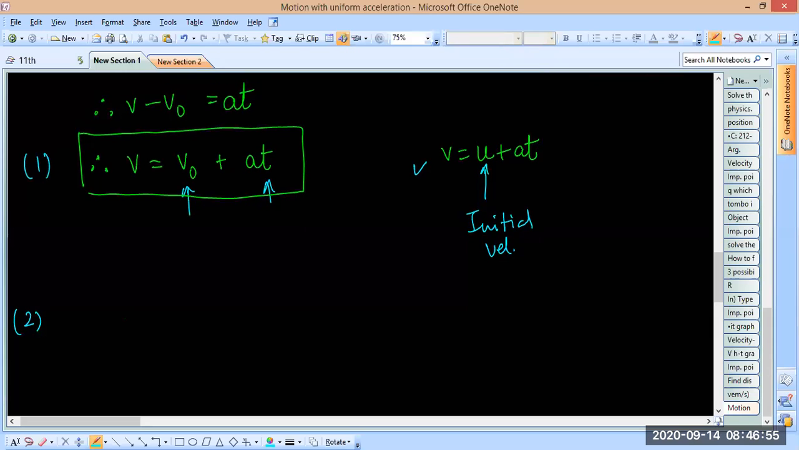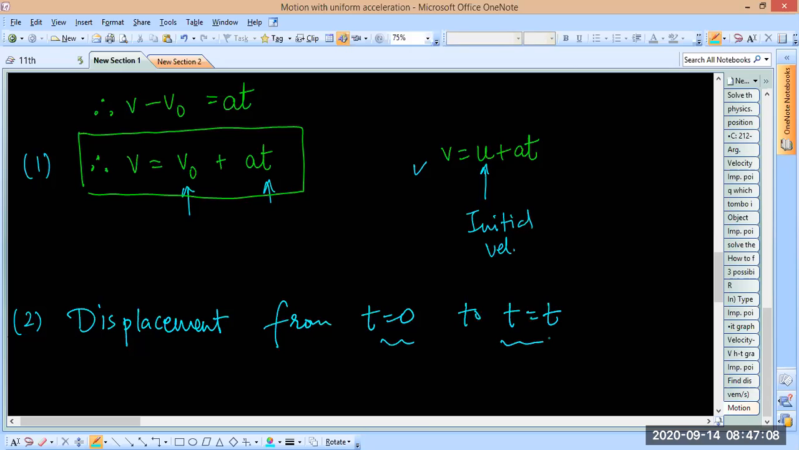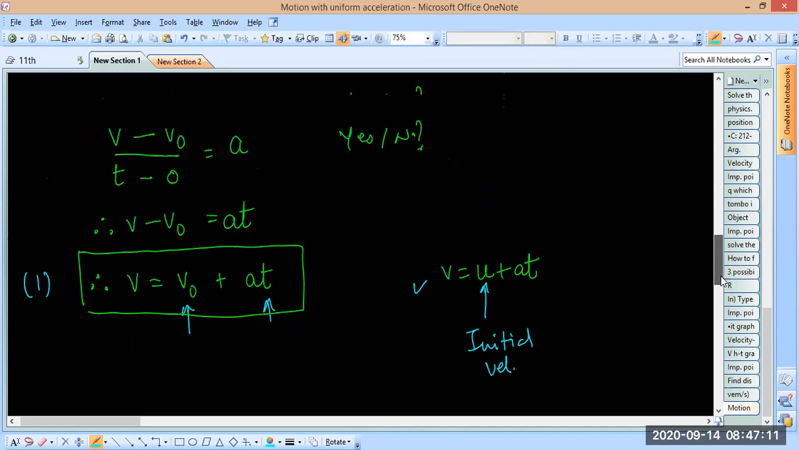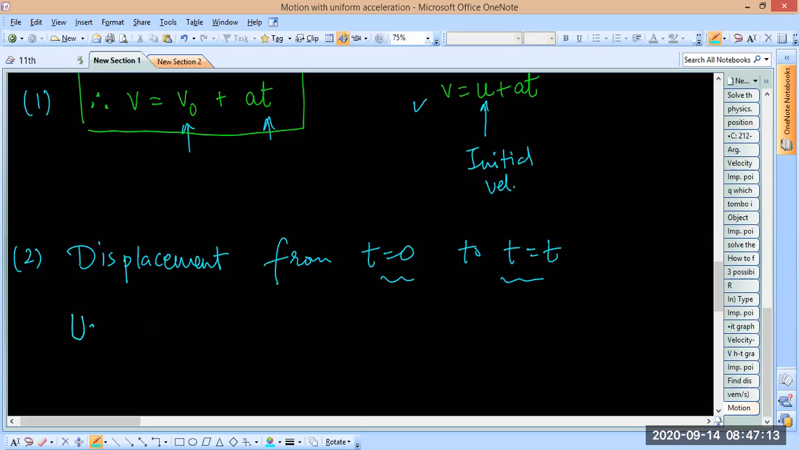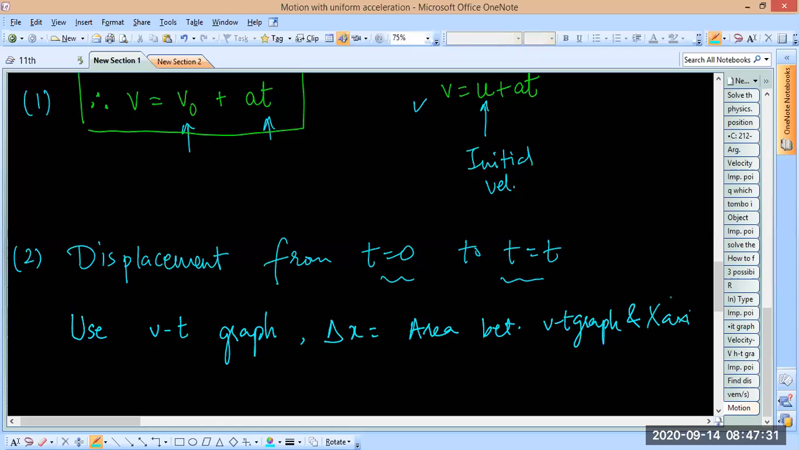All right. The second thing is about displacement. Suppose we want to find out how much is the displacement in time t equal to 0 to t equal to t. In this time interval, how much is the displacement? So we are going to use the VT graph, because we have drawn a VT graph. And from the VT graph, displacement is nothing but the area between the VT graph and the x-axis, right?